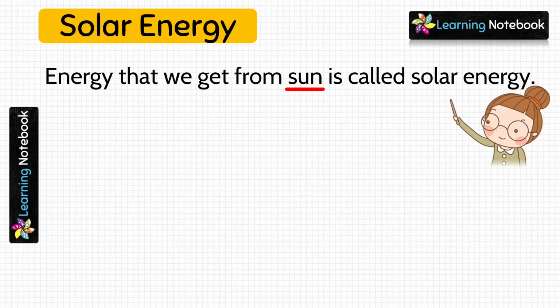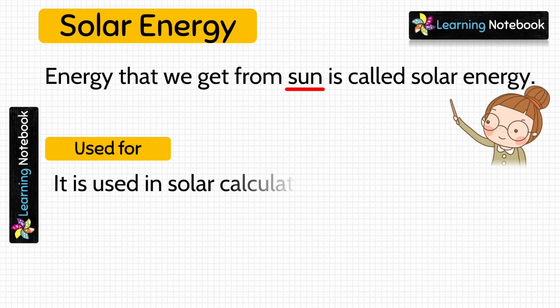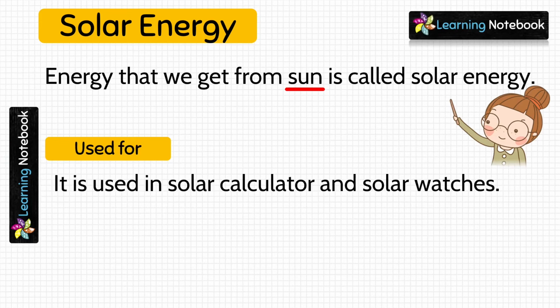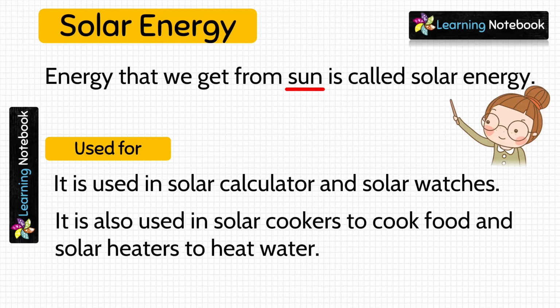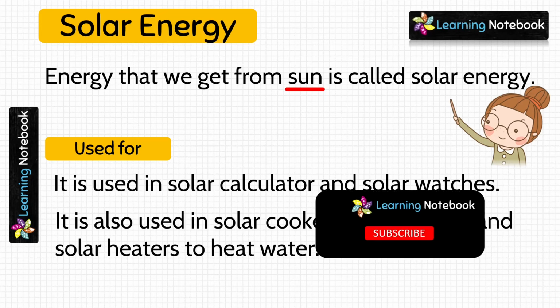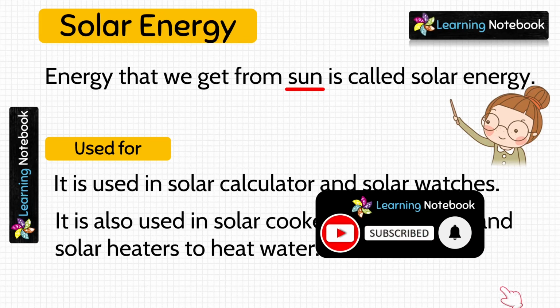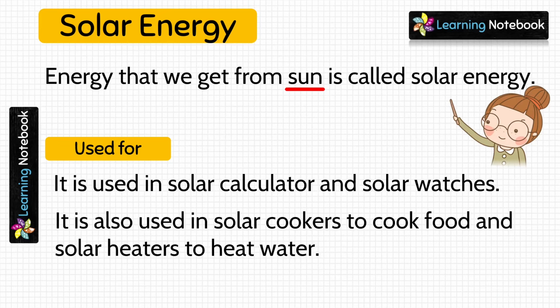Next one is solar energy, and this is the energy which we get from sun. And solar energy is used in solar calculators and solar watches. These days, solar energy is also used in solar cookers to cook food and solar heaters to heat water.